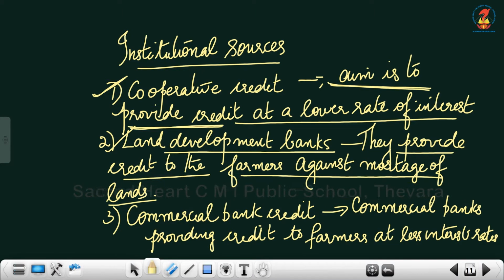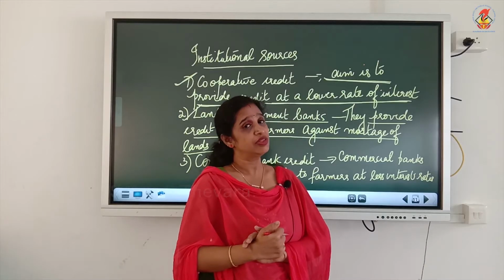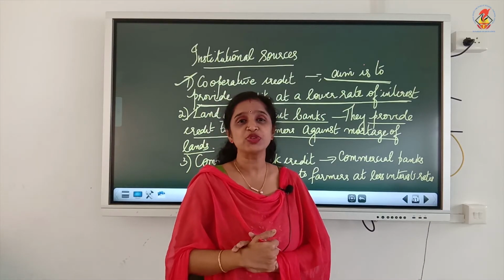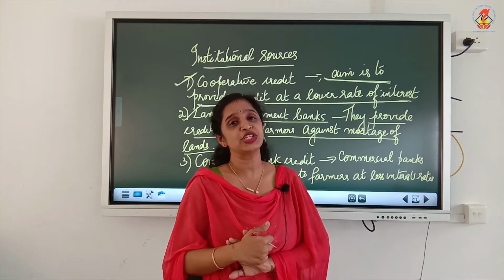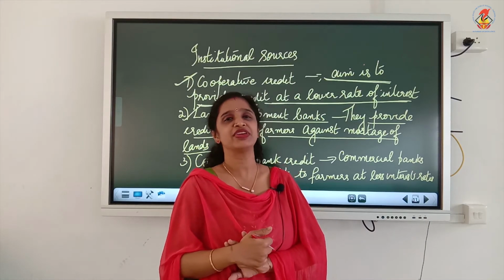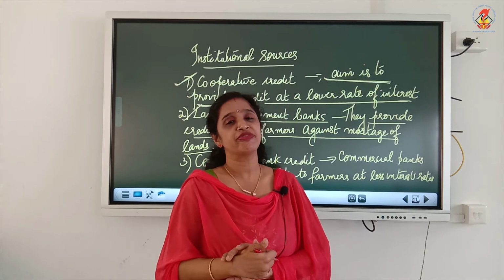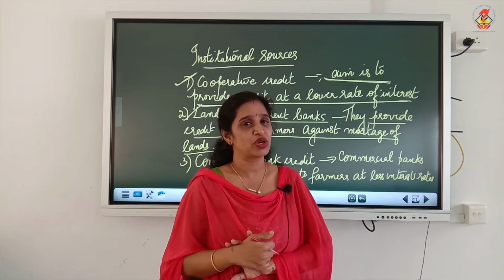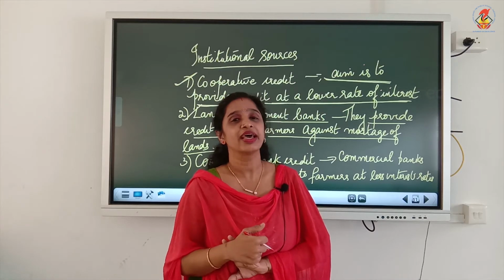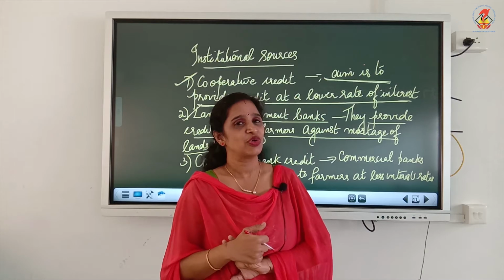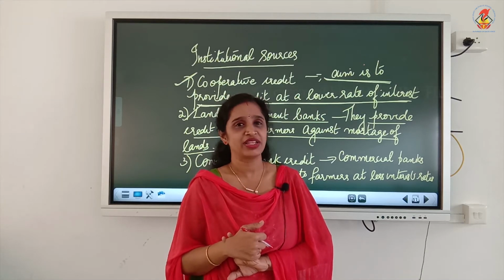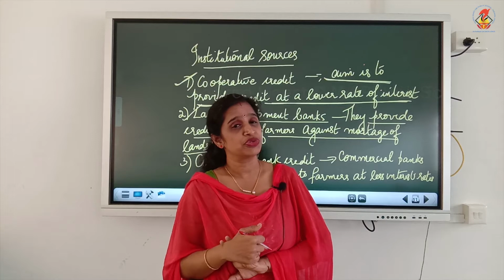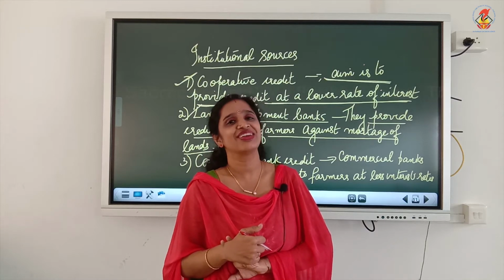Its aim is to provide the credit at a lower rate of interest. So cooperative credit institutions aim to provide credit facilities to the farmers at a lower rate of interest. So it is a kind of encouragement for the farmers to continue with their agricultural process because they are getting the credit facilities at a lower rate of interest. So the risk factor is very less when we compare to non-institutional sources such as money lenders and rich landlords.